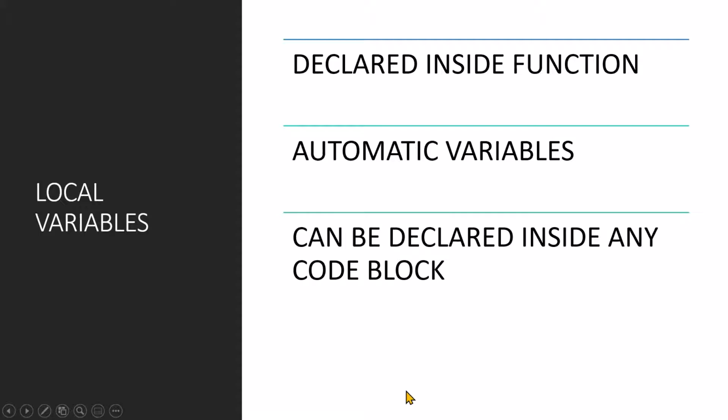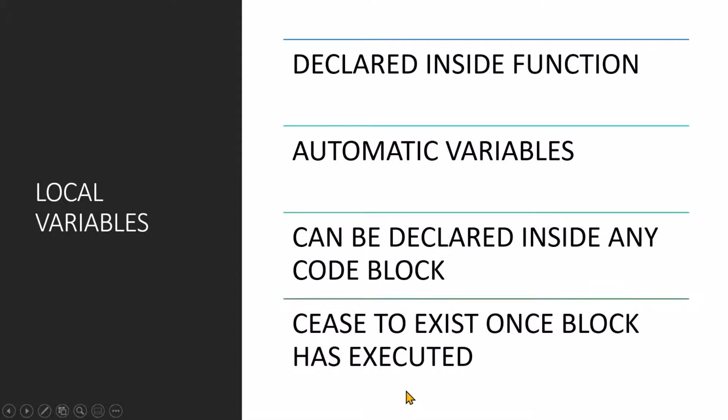Local variables can also be declared inside any code block, not necessarily only a function. Your if statement, as we will learn in the next module, could have a variable defined inside its code block. All local variables will cease to exist once the block has executed, which means all values will be lost, and that's the most important point.